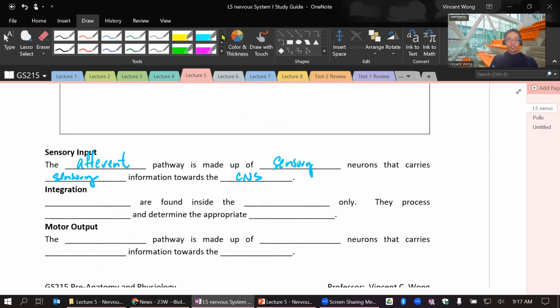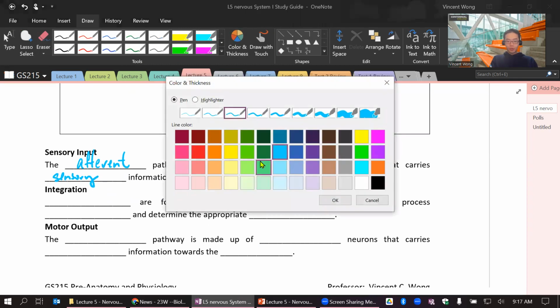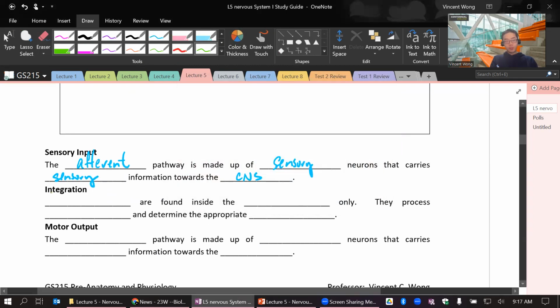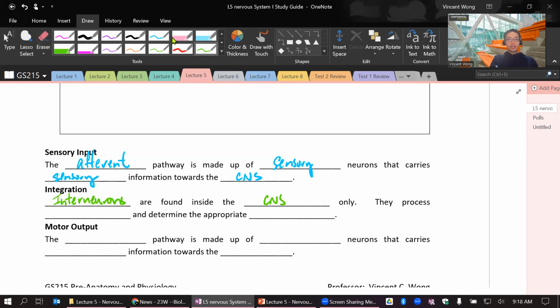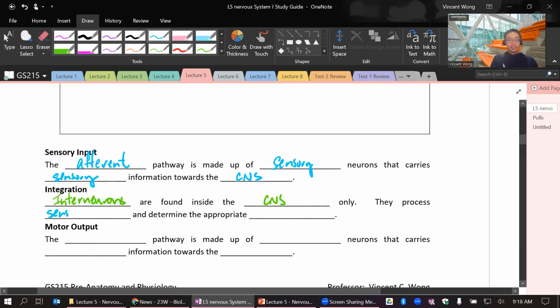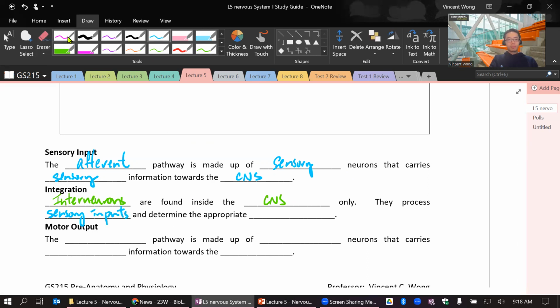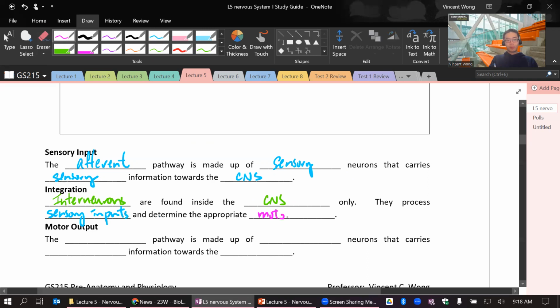Within the central nervous system, again, I have to stress that it could either be the spinal cord alone or the brain or a combination of both. That's where integration occurs. Integration basically involves interneurons, which are found inside the CNS only. And their job is to process sensory inputs and determine appropriate motor outputs.